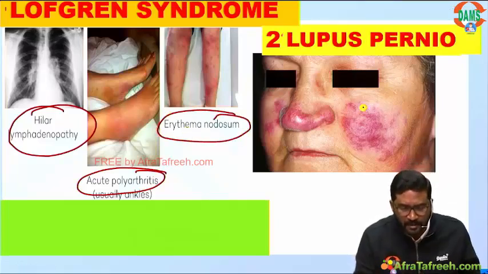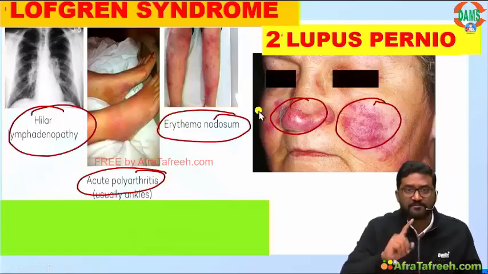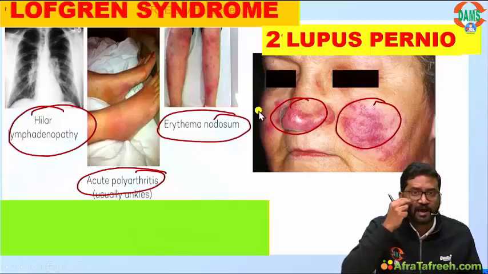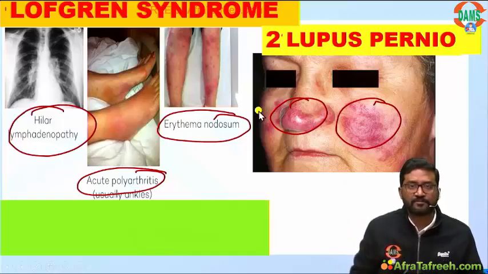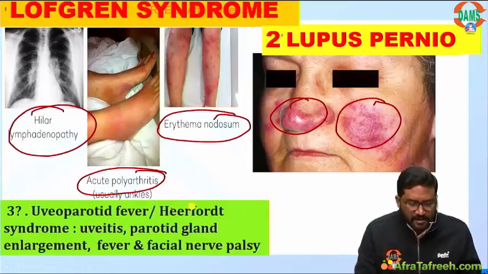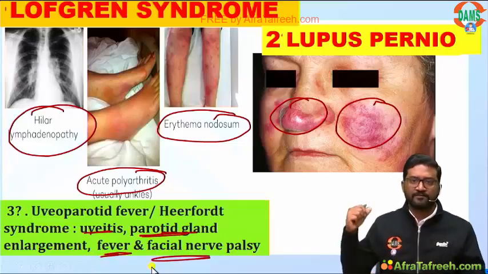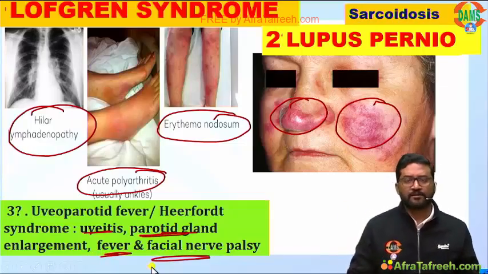Number two, within the bridge of nose, areas beneath eyes and cheeks, this is not a rash. Mostly you will have painful nodules. This is lupus pernio. What is number three? Uveo-parotid fever. Here there will be uveitis, parotid enlargement, fever and facial nerve palsy. Put together, it is nothing but sarcoidosis.